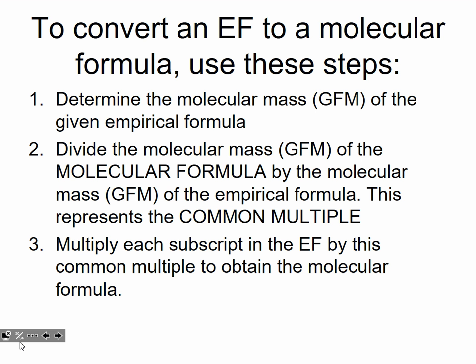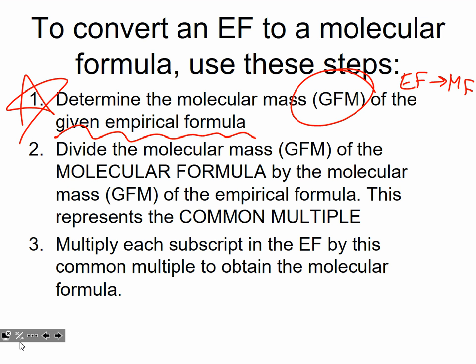So if you have a problem like this, where you need to go from the empirical formula to the molecular formula, then the first step, big point, you're going to be given the empirical formula, find the GFM of the empirical formula. Find that gram formula mass, calculate it. And then you're going to also be given the gram formula mass of the true thing, the molecular formula. You want to divide the gram formula mass of the molecular formula by the gram formula mass of the empirical formula. What you're doing is figuring out the common multiple.